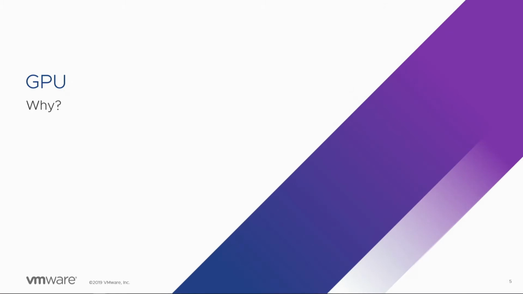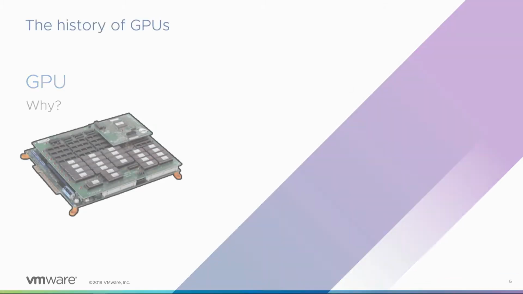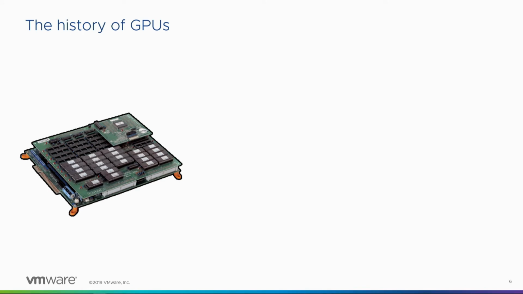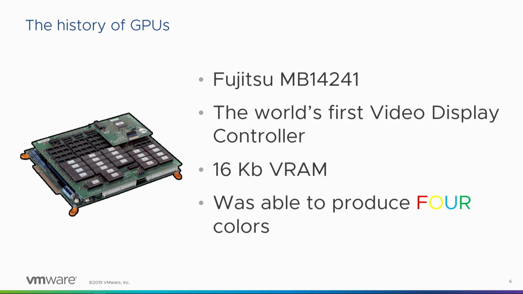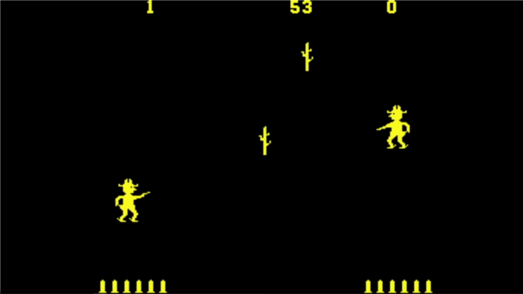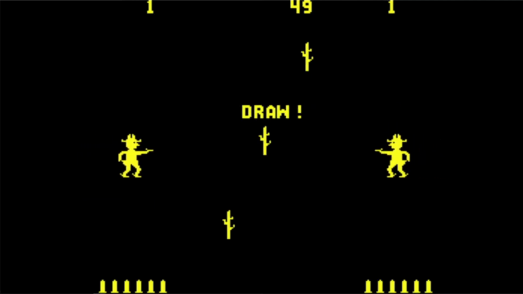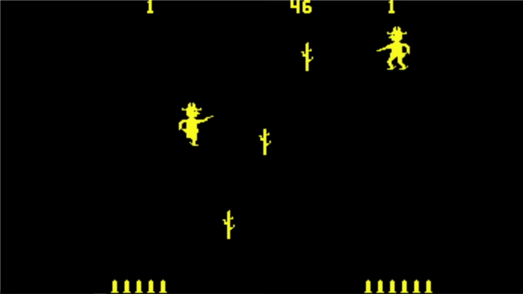So let's talk about GPUs first. Why a GPU? So this was the actual first GPU that was ever created. Back then it wasn't called a GPU, it was called a video display controller. And it was built by Fujitsu. And this video display controller was able to produce 4 colors with 16 KB of RAM, and it has some awesome performance. If you look at this game, this was the actual first game that was powered by that GPU, which is Gunman. Look at the frame rate. That's awesome, right? No latency. Well, you get the point.